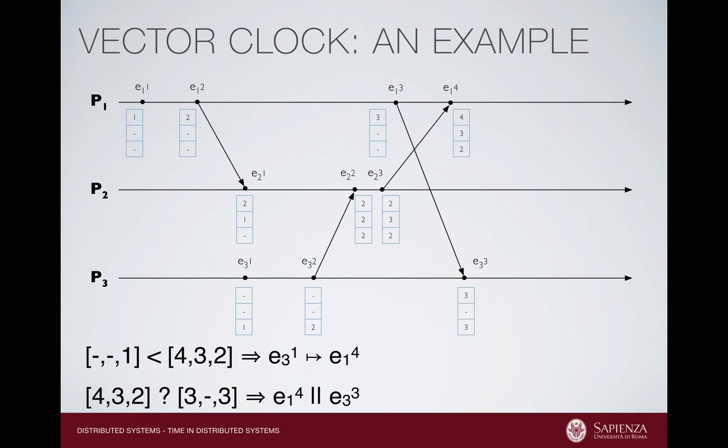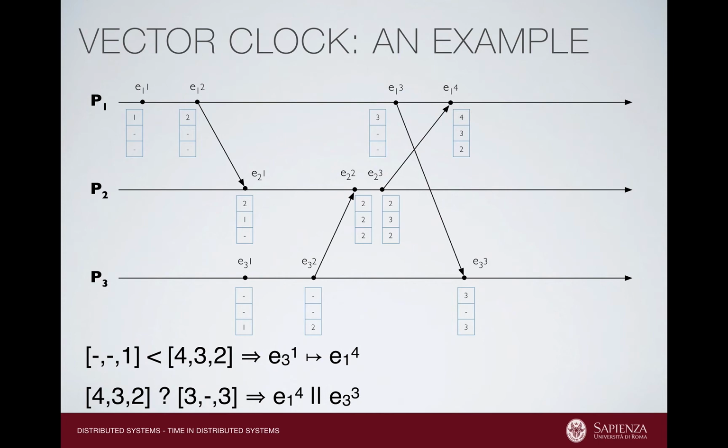The maximum between 1 and 0 is 1, so the second component of the event will be 1. The maximum between 0 and 2 is 2, so the third component will be 2. Then you create a local event that is a receiving event, so you have the vector 2, 1, 2. You increase the component in the middle, and you have the vector to which you timestamp the receive, that will be 2, 2, 2.